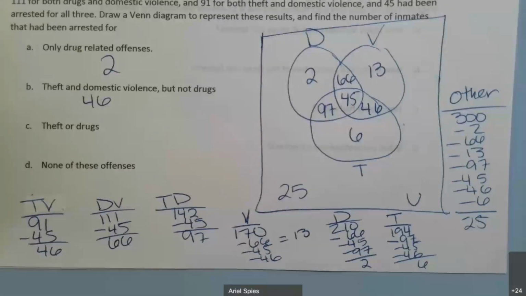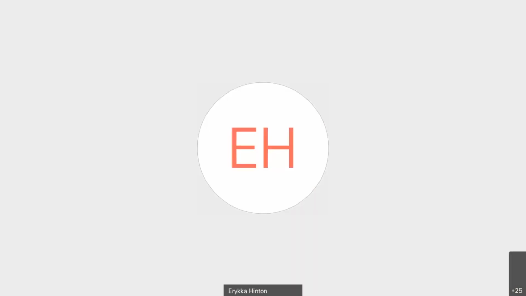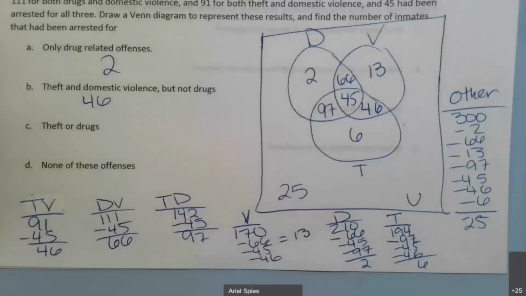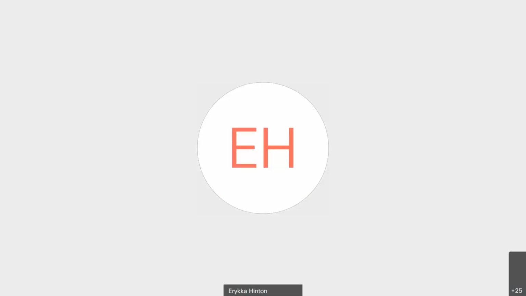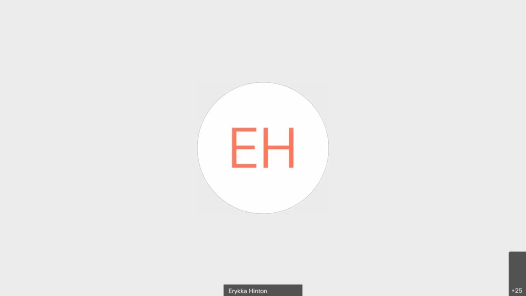So anyone have an idea of what they think theft or drugs is? 100. Not quite. Did you use 2 or 6? You use 2 and 6, but remember, this can be anyone inside the drug or inside the theft circle. So 97, the original number? No, because it's anyone inside these two circles.